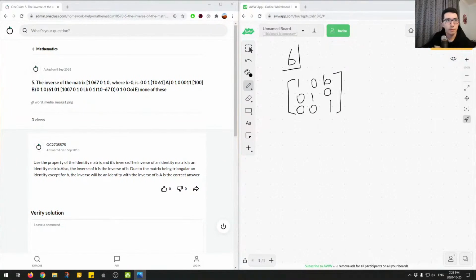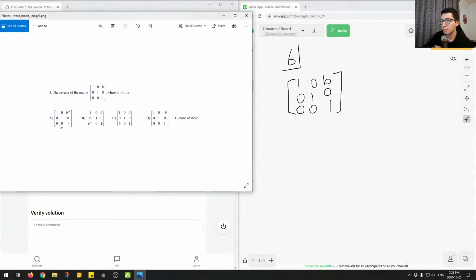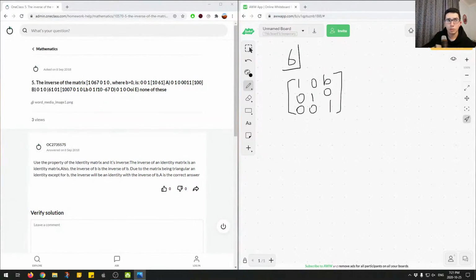we're given 5 options. So let me put this back here. So A is the inverse of this matrix, this, or this, and we're given that b is greater than 0, or is it none of these? So we've got to figure out what is the inverse of this matrix. So let's look at what the junior tutor proposed. So use the property of the identity matrix and its inverse. The inverse of an identity matrix is an identity matrix. Also, the inverse of B is the inverse of B due to the matrix being triangular. So A is the correct answer.